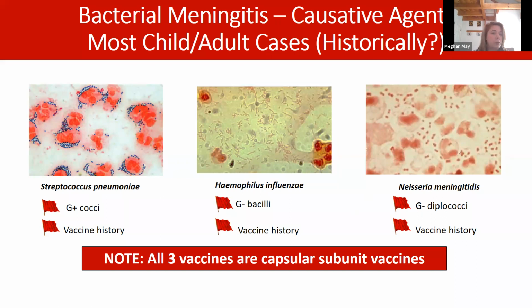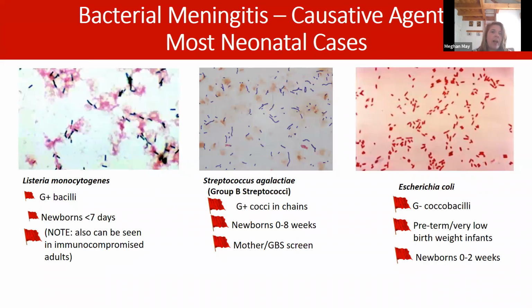Okay, so that's children and adults. There is a completely different set of organisms that are the most common causes in neonatal bacterial meningitis. So none of these 3 organisms are likely to cause bacterial meningitis in an otherwise healthy child or adult. However, for neonates, so newborn babies that may or may not be premature, different set of organisms entirely.